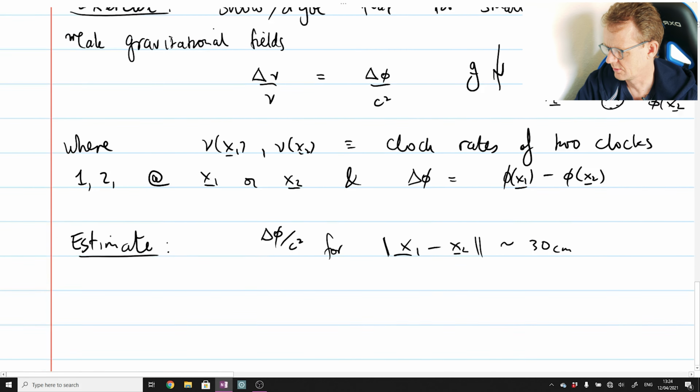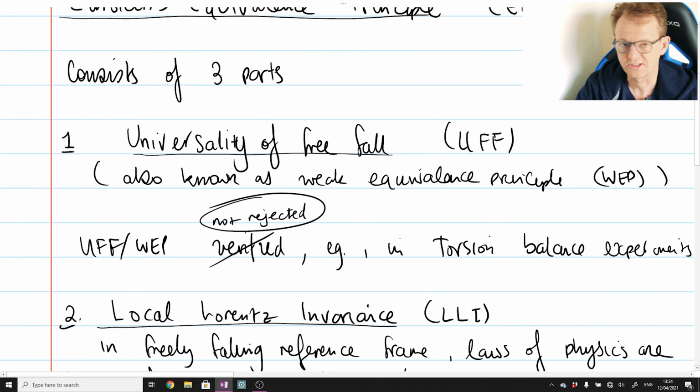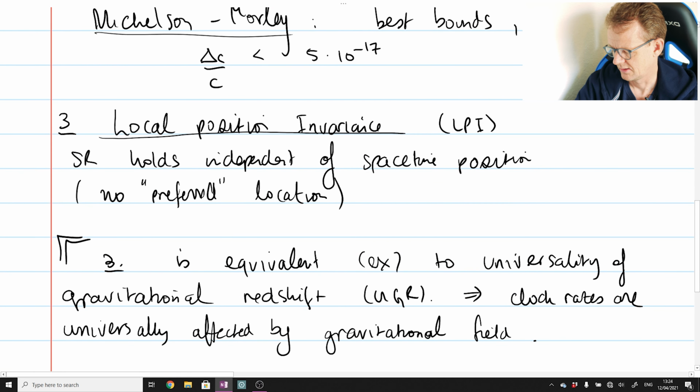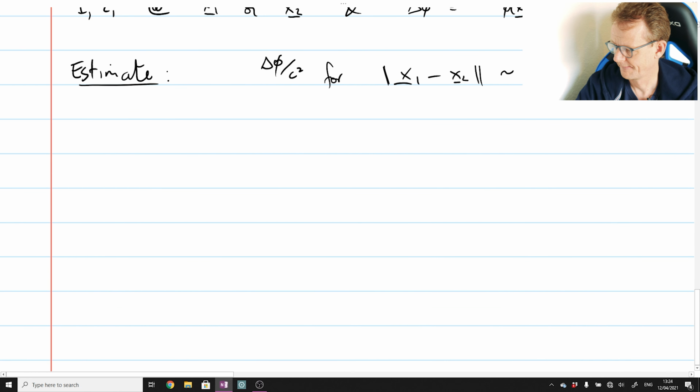So that's already, what have we done? I've described to you Einstein's equivalence principle, in the modern formulation of EEP as it is found in general relativity, and I've isolated three aspects to EEP, namely the universality of freefall, local Lorentz invariance, and local position invariance, or UGR, the universality of gravitational redshift.